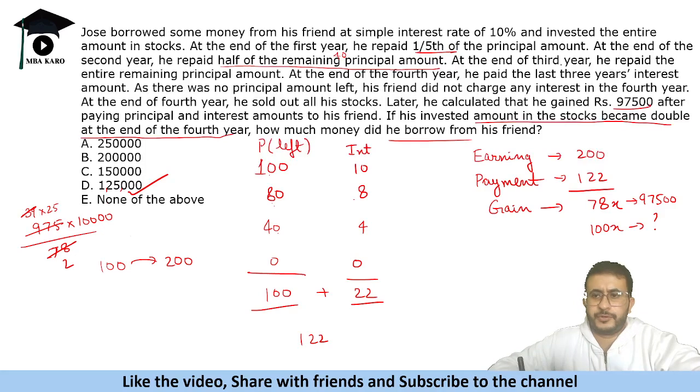And you could have done this with approximation also. This is roughly 80%. 80% is roughly 1 lakh. So it will be 1,25,000. That is the amount that he borrowed from his friend. Now this was difficult to process because too much information was given, and ideally one should have skipped this question in the examination.